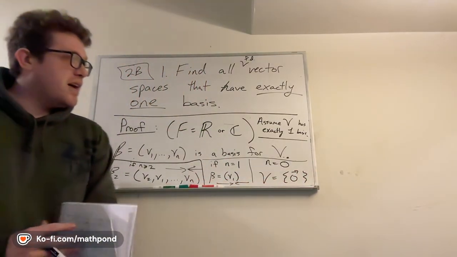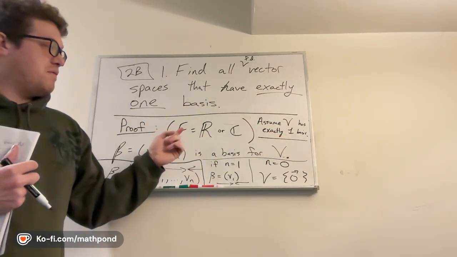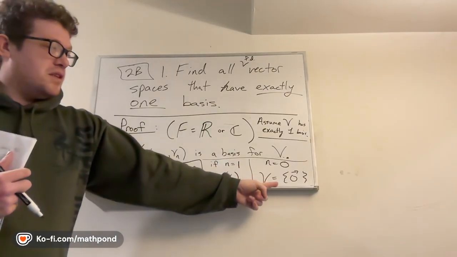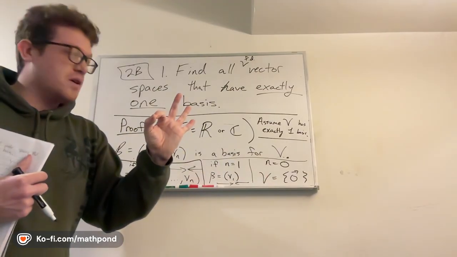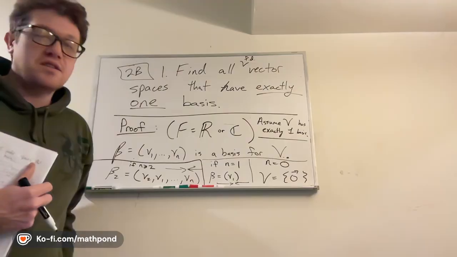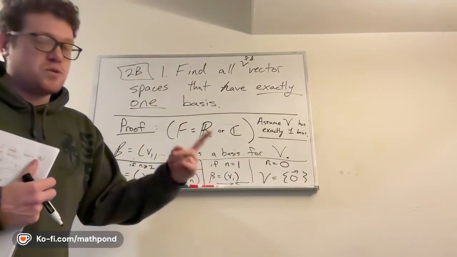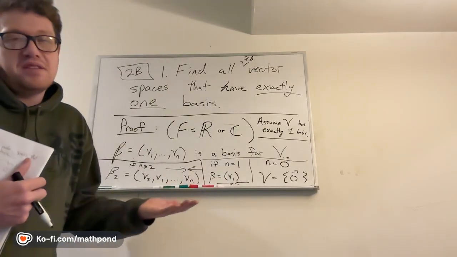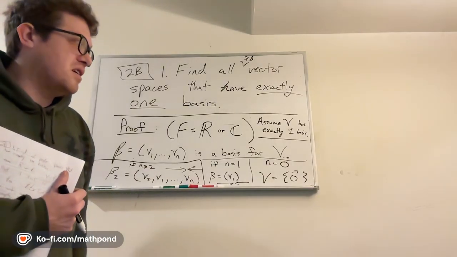All right, so that basically shows that if your vector space only has one basis and the field is real or complex numbers, then this is the only option: the length of the basis is size 0, because if it has at least one element in it, then there's more than one basis. And the vector space that's just the 0 vector only has one basis. It's the empty list, and there's no other basis because the empty list is unique. There's no way to reorder anything because there's nothing in it, etc.